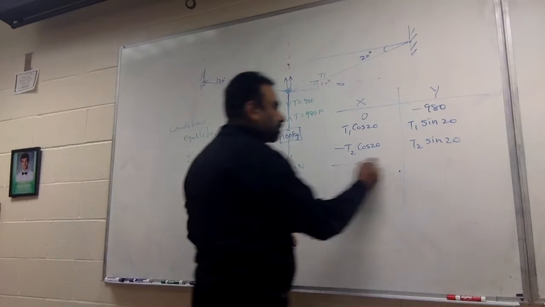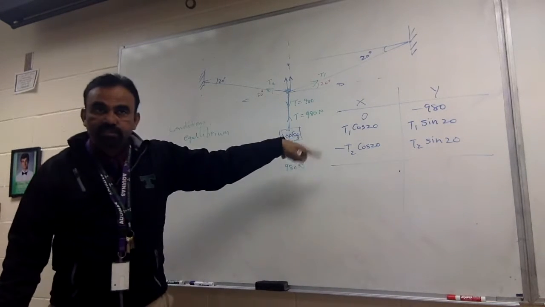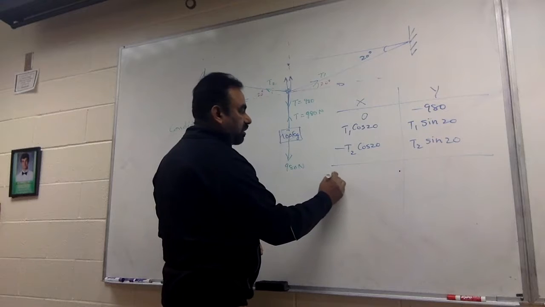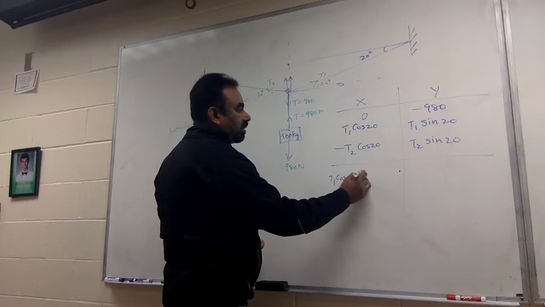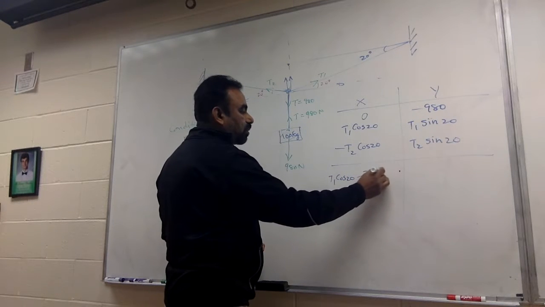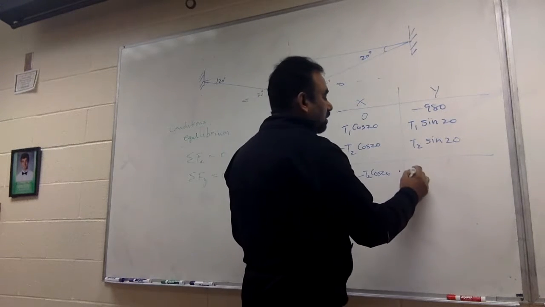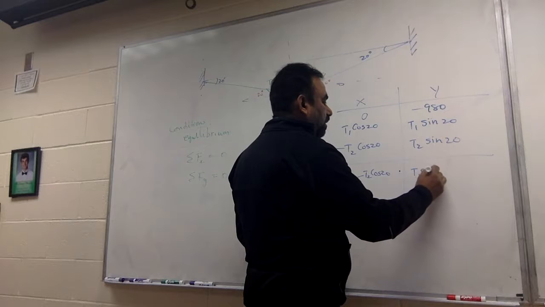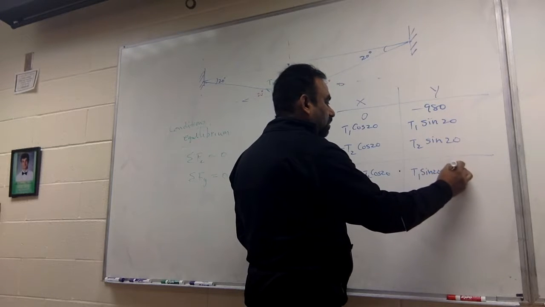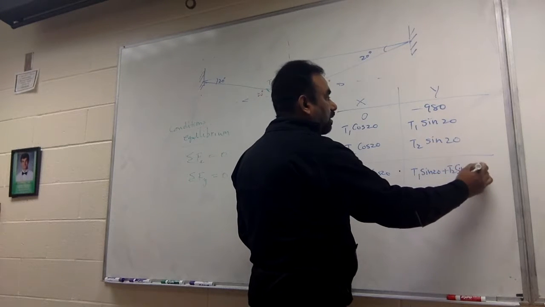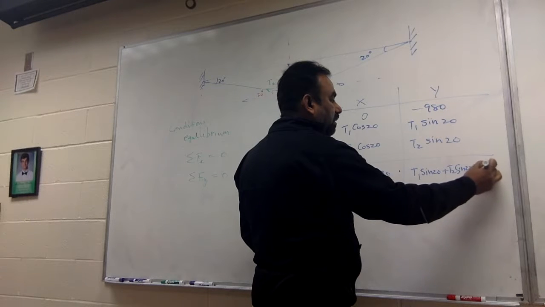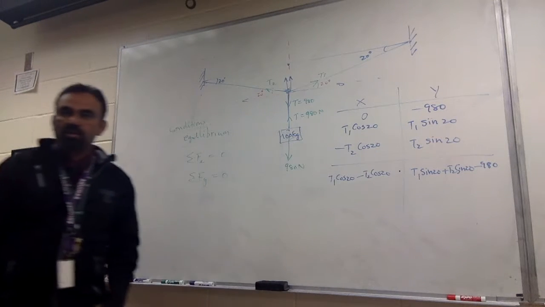And the total of this is T1 cosine 20 minus T2 cosine 20. And the total of that is T1 sine 20 plus T2 sine 20 minus 980. That's the total there.